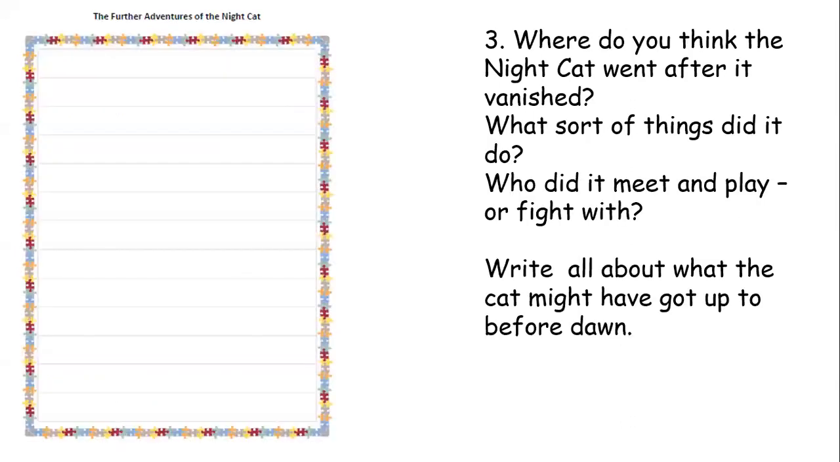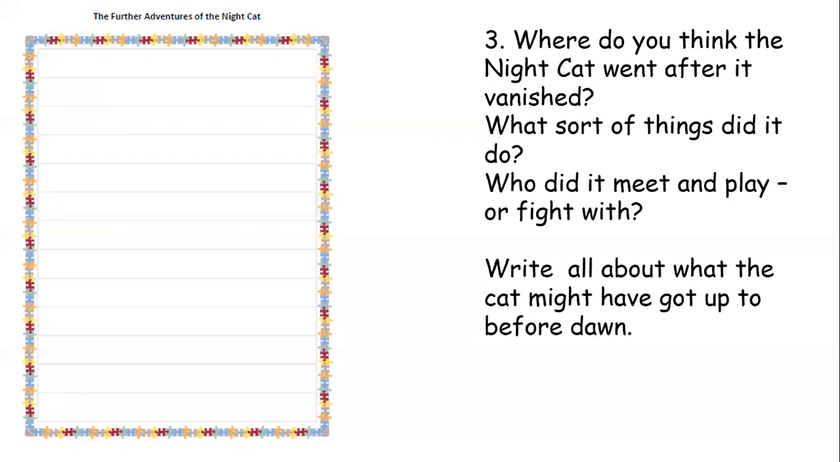Okay, part three. You're going to be writing further adventures of the night cat from the poem. So where do you think the night cat went after it vanished? What sort of things did it do? Who did it meet and play or fight with? You're going to write all about what the night cat might have got up to before dawn.